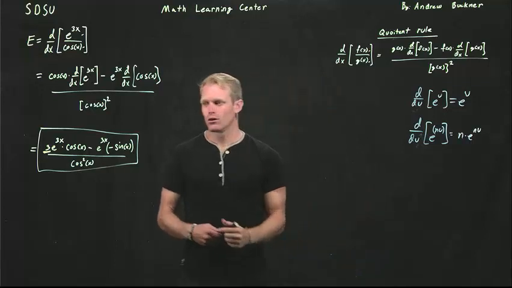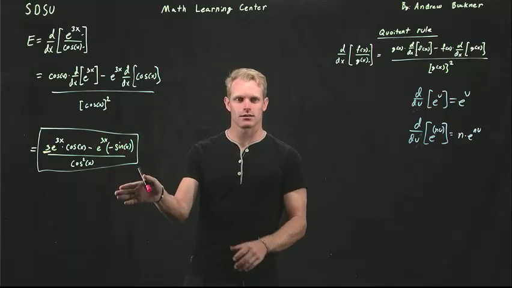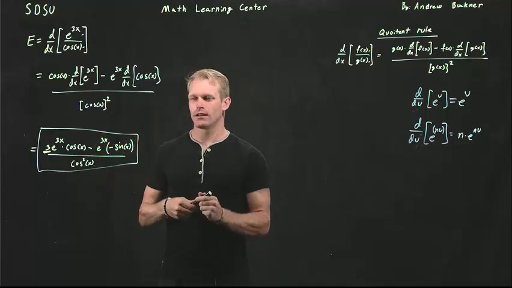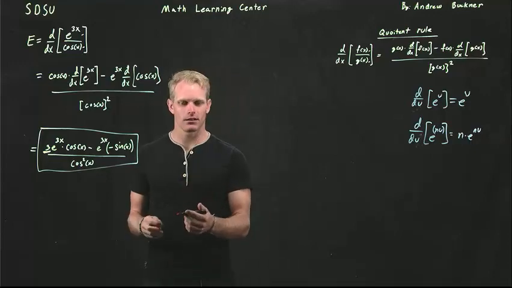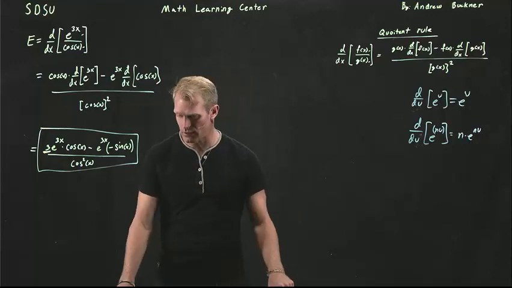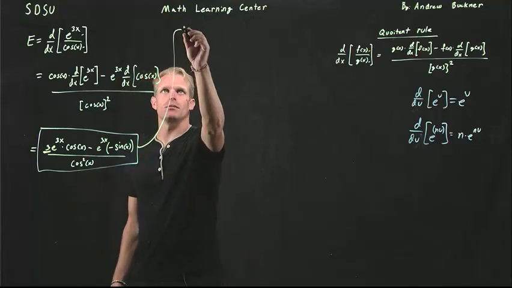Okay, so normally when you do the quotient rule, you would leave it in this form. And that's all that this problem asks for. However, we can expand it. So when we go ahead and do this, I'm going to bring this up here so we can expand.